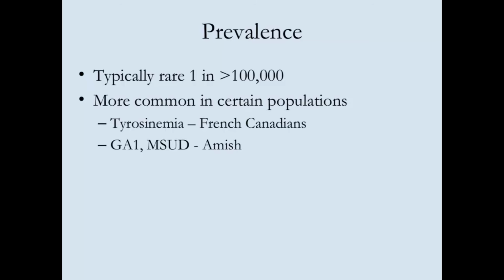Although Ashkenazi Jews are usually affected with the brunt of genetic disorders, this is not really their group of diseases, fortunately, because we have enough problems. So tyrosinemia, you can see in French Canadians. Glutaric aciduria type 1 and MSUD, you can see more in the Amish.